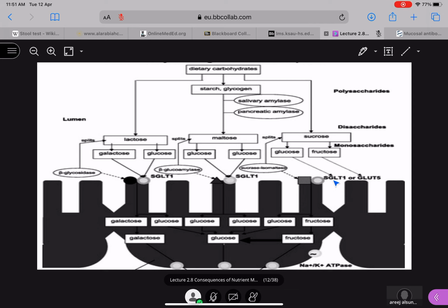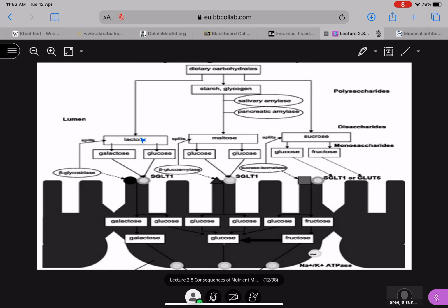Keep in your mind that this is an active, not a passive process. This carrier will carry the monosaccharide at the expense of ATP energy, and this is a sodium coupled carrier. So 2 sodium will enter with the glucose. So what happens if we ingest disaccharide or polysaccharide?